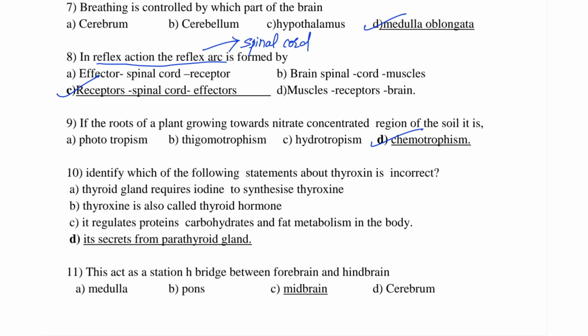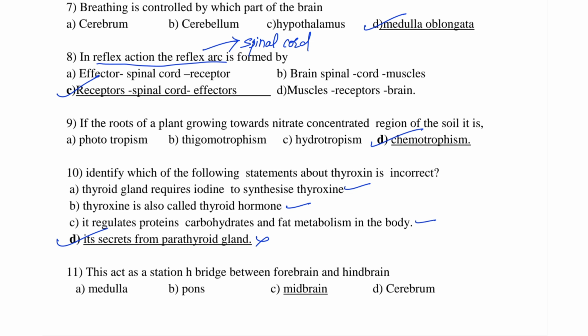Question number 10. Identify which of the following statements about thyroxine is incorrect. Option A. Thyroid gland requires iodine to synthesize thyroxine. It is correct. Option B. Thyroxine is also called thyroid hormone. Right. Option C. It regulates protein, carbohydrate and fat metabolism in the body. Absolutely right. Option D. It is secreted from the parathyroid gland. It is wrong because thyroxine is released by the thyroid gland. So option D is the right answer for this question.